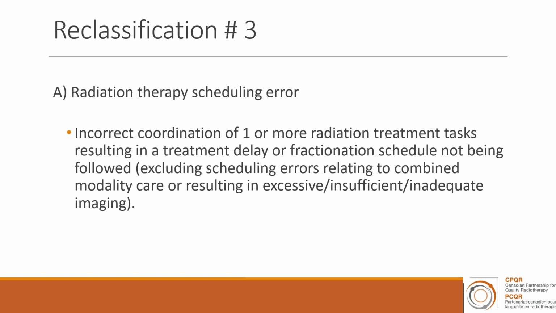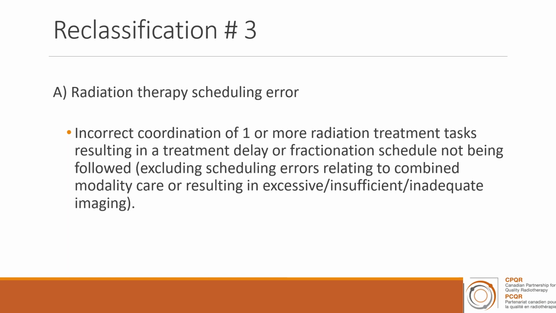So I really said that this was a radiation therapy scheduling error. This is where you really need the definitions to look a little bit deeper. So the definition for the radiation therapy scheduling error is the incorrect coordination of one or more radiation treatment tasks, resulting in a treatment delay or fractionation schedule not being followed, excluding scheduling errors relating to combined modality care or resulting in excessive, insufficient, or inadequate imaging.